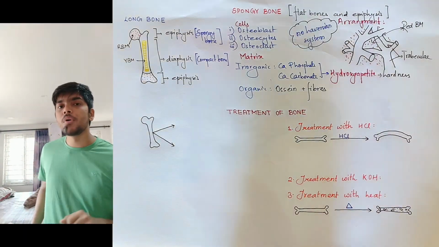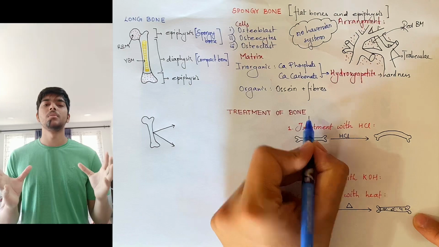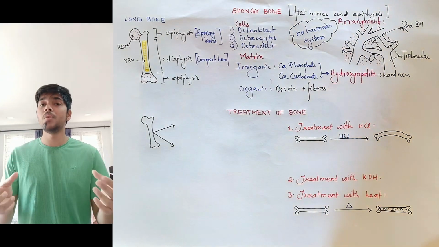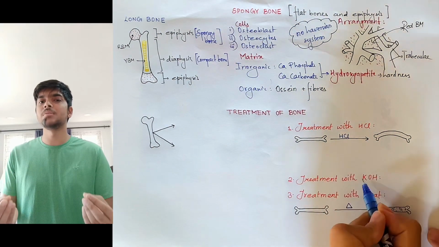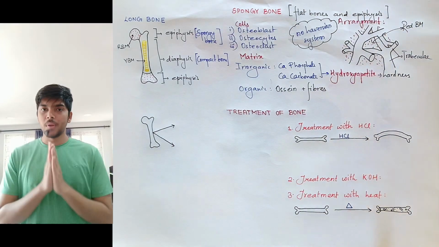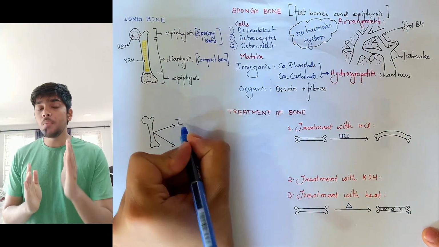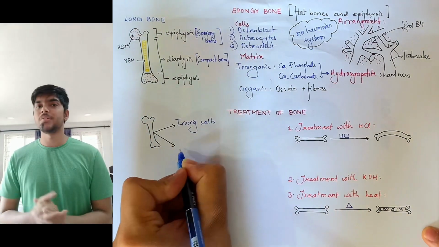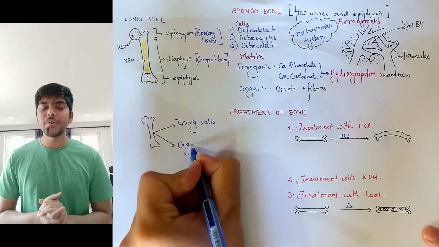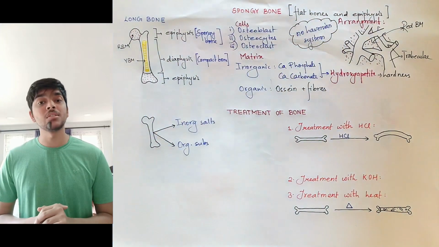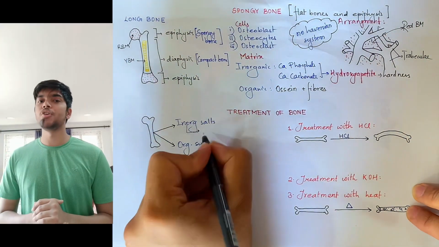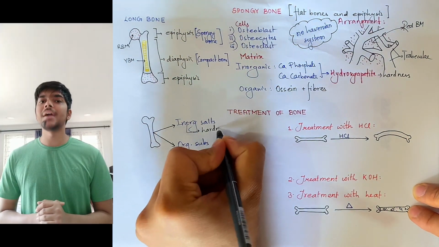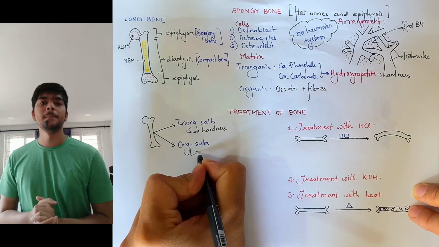Now it's time for treatment of bone. That is what happens to your bone when it is treated with different chemicals or different processes. Okay, we know that a human bone contains organic matter and inorganic matter. As inorganic matter, there are your inorganic salts, which include hydroxyapatite, and this provides hardness to your bone.